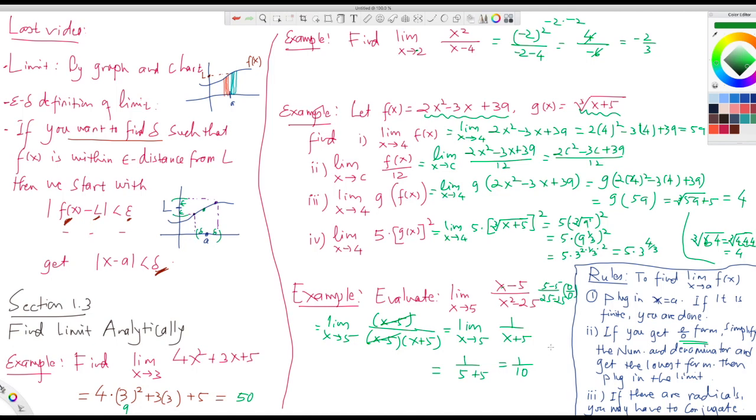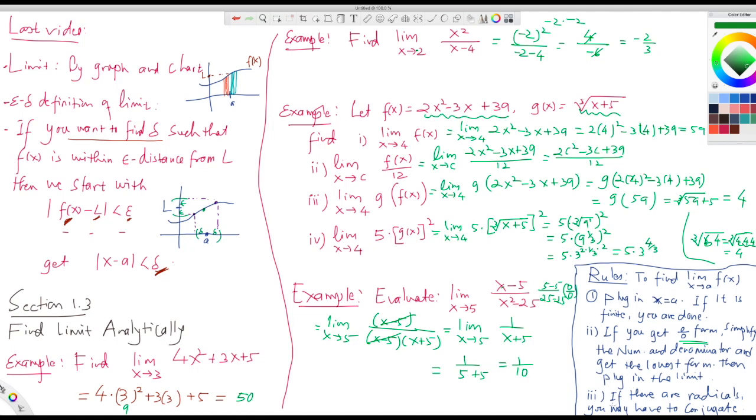For the infinity limit, we call it an infinite limit. We will discuss that later. For now, if it's infinite, we say the limit does not exist, okay? But in the next section, we will see infinite limits, okay? But for now, if you get 0 over 0, you will have to simplify and get the lowest form. If after you plug in the limit in the lowest form it is finite, the limit exists. If it is infinite, then the limit does not exist.